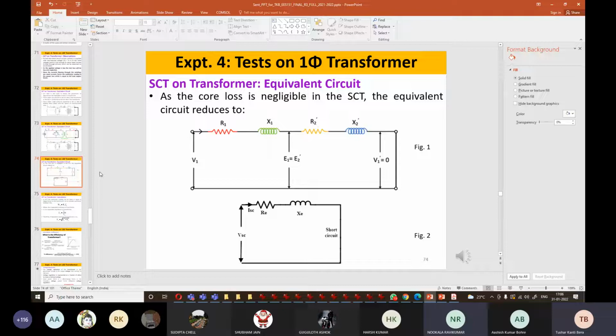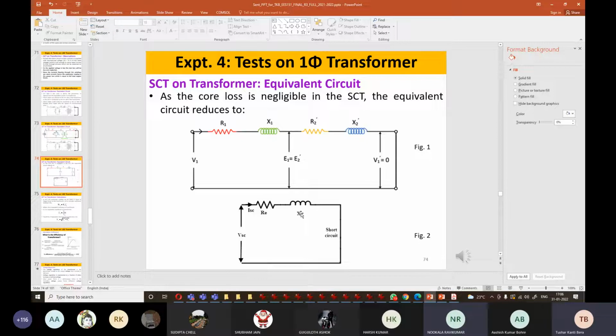So now at this condition, I think you are well versed with the equivalent circuit of the transformer, which is very important to understand the calculation. So this is the approximated equivalent circuit of the transformer in the short circuit condition, and that's why we got R equivalent, X equivalent.